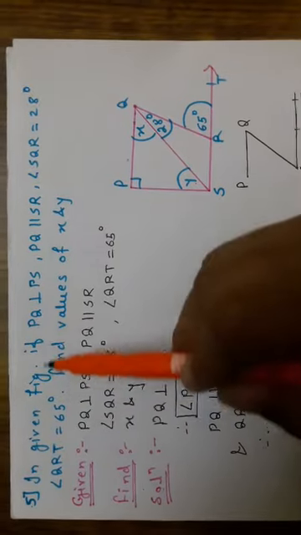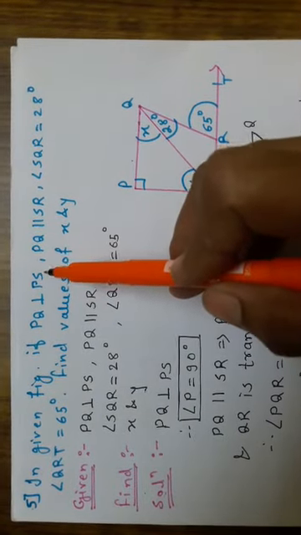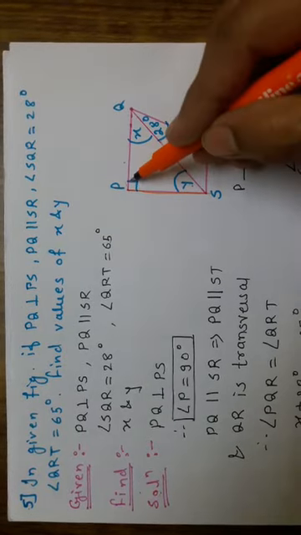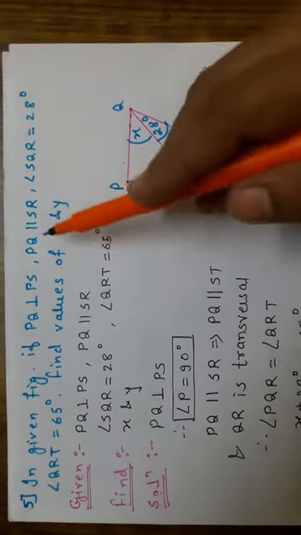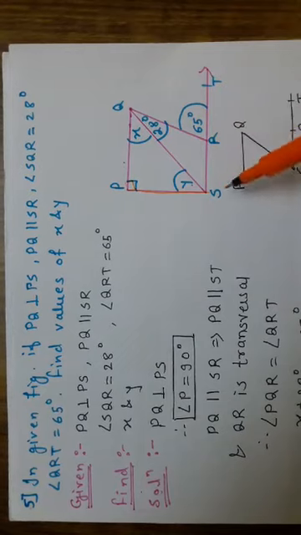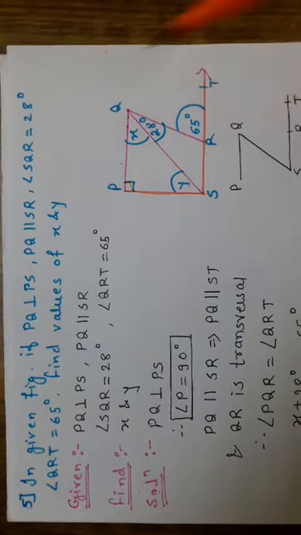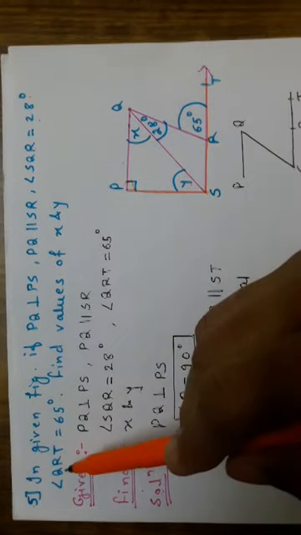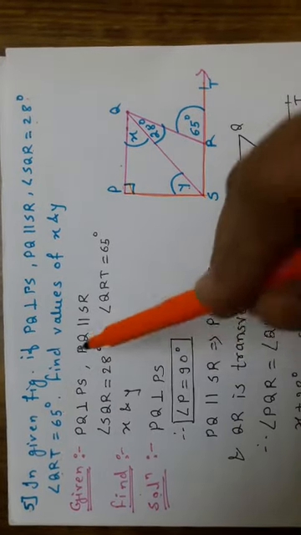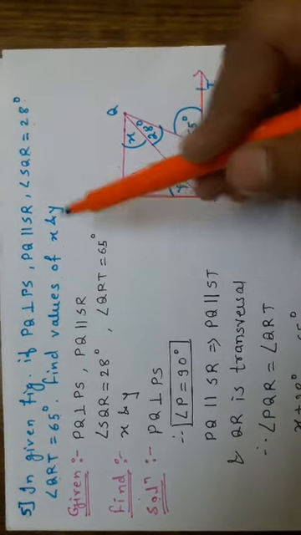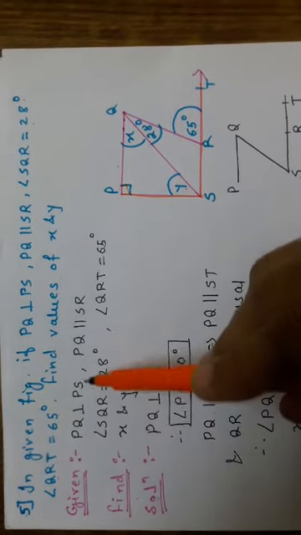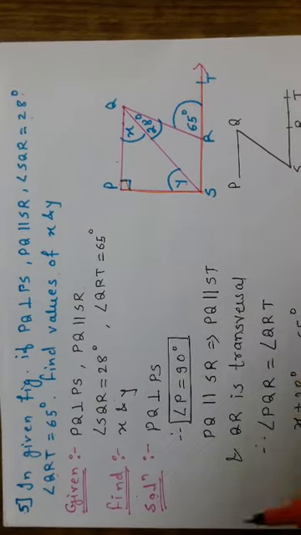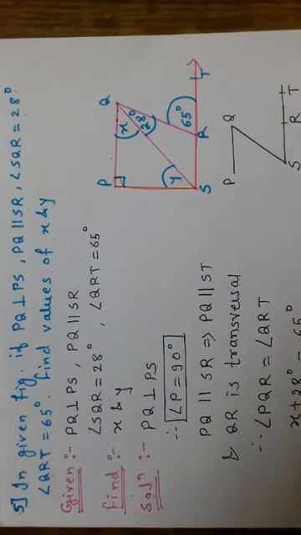Fifth problem. In the given figure, PQ is perpendicular to PS. PQ perpendicular to PS means this angle is 90 degrees. PQ is parallel to SR. And angle SQR is equal to 28 degrees. Angle QRT is equal to 65 degrees. Find the values of x and y. Now, given PQ perpendicular to PS, PQ parallel to SR, and two angles given, we have to find x and y.